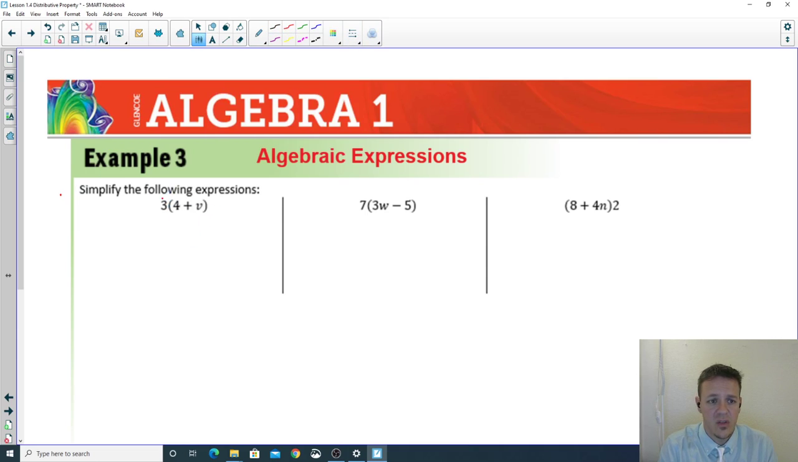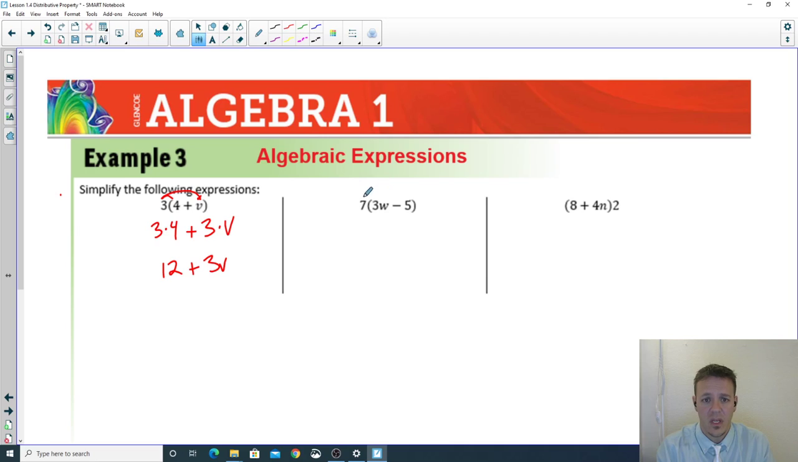So first thing you want to do is make sure you understand that this 3 is multiplied on the outside. So it's 3 times 4, which would be written like this, and then plus 3 times v, so it'd be written like this. Now, this is the only time I'm going to write it like this. Every other time, I'm just going to do the math. So your answer here would just be 12 plus 3v.